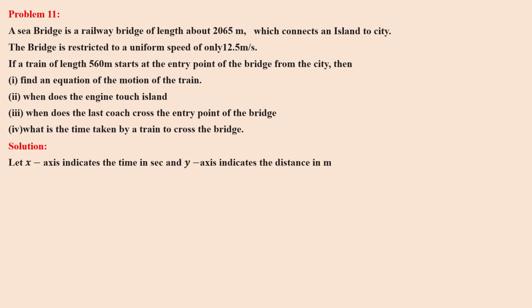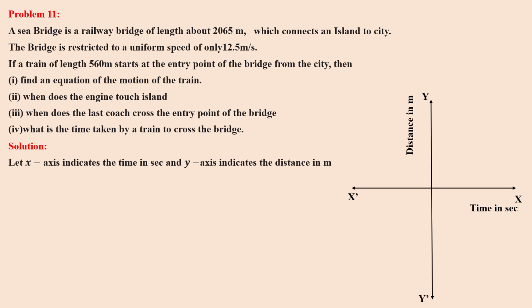We'll see the solution. Let x-axis indicate time in seconds and y-axis indicate the distance in meters, right? X dash time in seconds and y dash distance in meters. O is the origin. Let the engine be at the origin O, right? Starting point, we consider the engine as a point, the starting point of the train. So engine will be at the origin. Engine and tail end, that is the last coach.